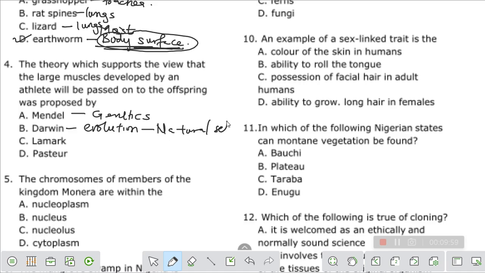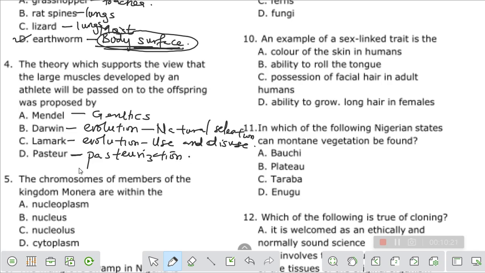Lamarck also worked on evolution, and his theory is the law of use and disuse, right? These things they normally ask you. Pasteur worked on food preservation; I think he produced the method of food preservation called pasteurization. So now they ask us about a theory which supports that. I used an example when I was teaching you that aspect, that Lamarck gave us a theory about why the, I think I used zebra or giraffe. Yes, I used giraffe.